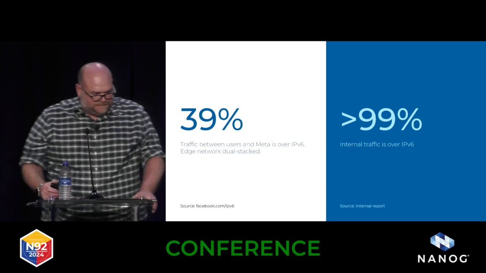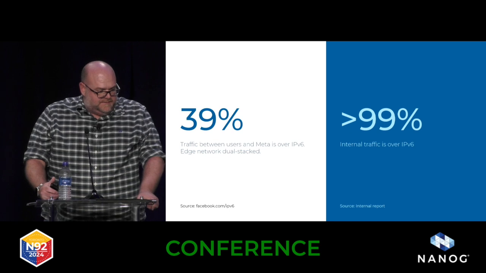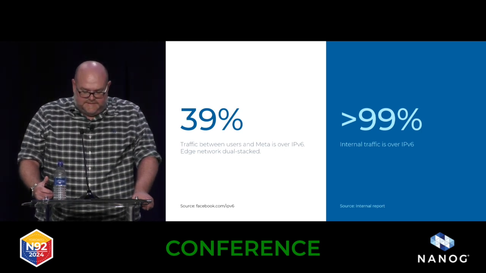Okay, so actually lining up with what Jeff said, we see that our IPv6 adoption for our user traffic is sitting about 40%, where our internal traffic is more than 99% IPv6.